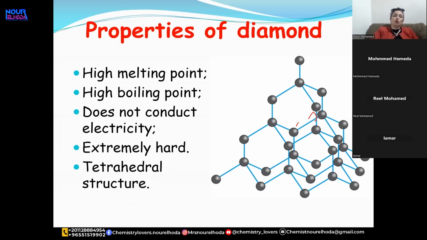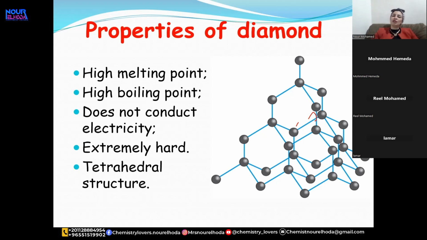So if they ask you why it has a high melting and boiling point, I'm going to say because it has 4 strong covalent bonds, so a large amount of energy is required to break the bonds. It's very hard to break them. I need a large amount of energy to break these bonds.